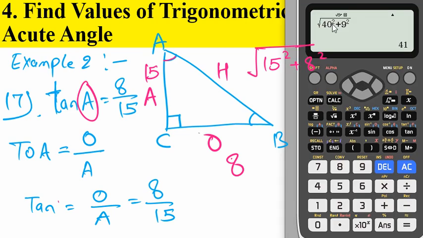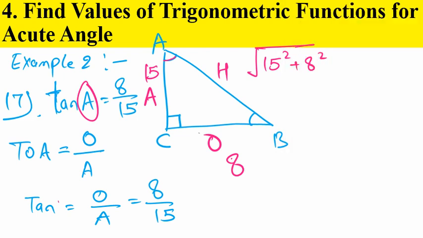So that is 8 squared and this one is 15 squared, and we got 17, right? So hypotenuse is 17. Now everything is so easy.